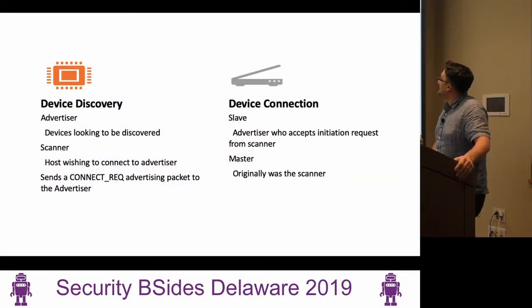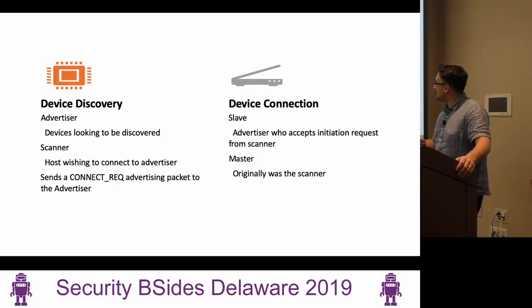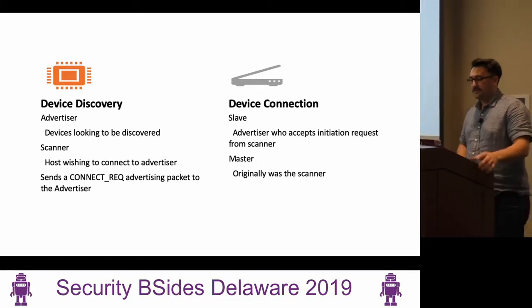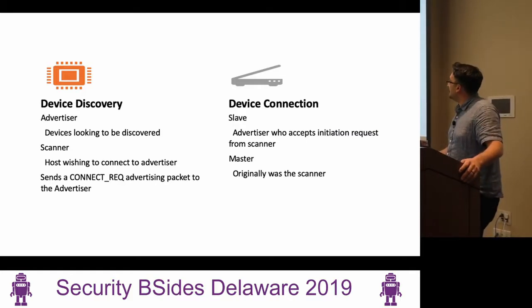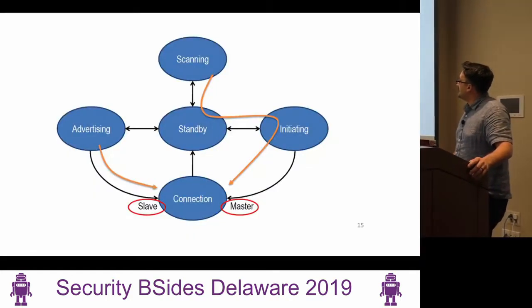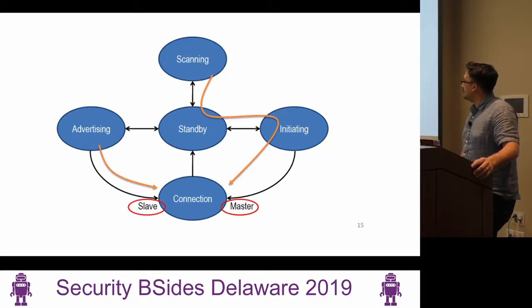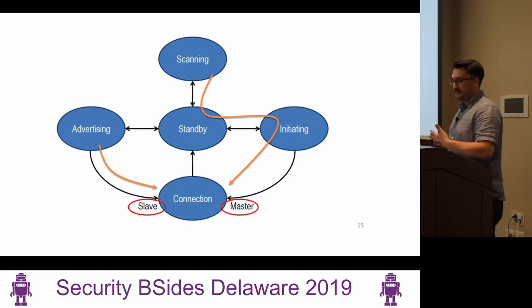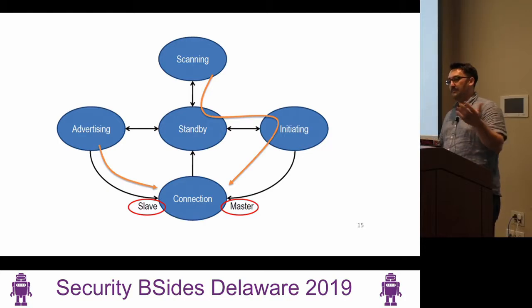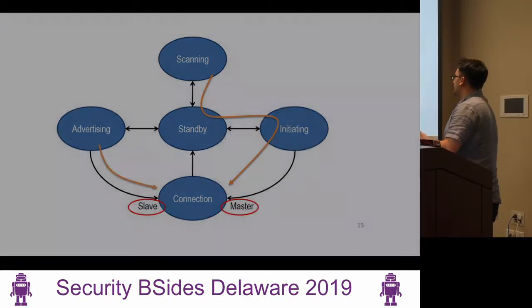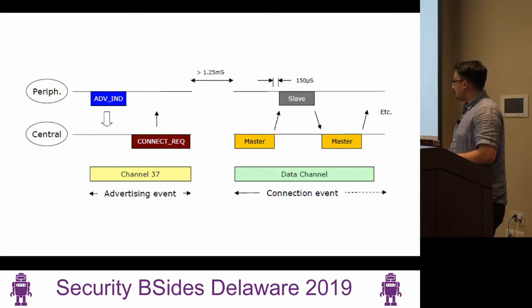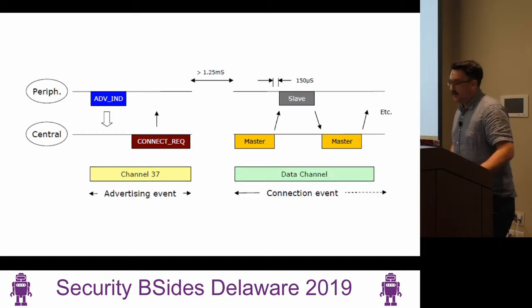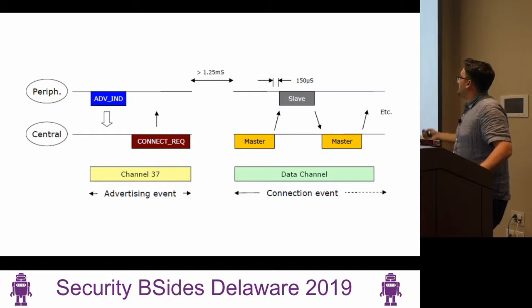So again, from a device connection standpoint, we have the advertiser who accepts the request from the scanner, and then the master, who was originally the scanner. That doesn't sound like anything until you view this picture, which does a pretty good job of visualizing what I just described. We have the initial scanning and then the initiation, with the advertising going on at the same time. When the slave and master come together, they create a connection request, one packet sent to the other device, and then they start to send data on that data channel. So you may see an advertising request on channel 37, and then a data channel happens somewhere else.